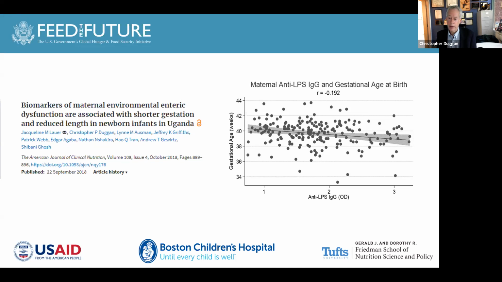Interestingly, the lactulose-mannitol ratio showed no relationship with important birth outcomes in these pregnant women, including gestational age duration or length for age Z-score at birth. However, as shown by the scatter graph on the right of this figure, you can see that with higher concentrations of lipopolysaccharide antibodies, there was a sustained and weak but significant correlation with shorter gestational age. This was the first paper that we were aware of that linked measures of environmental enteric dysfunction with important measures such as gestational age.